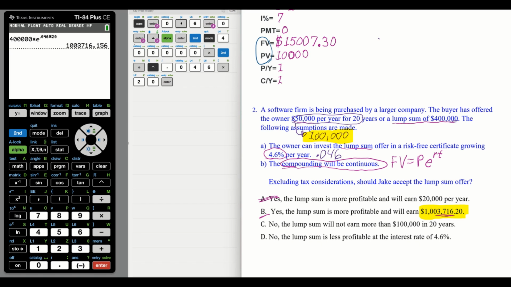So now let's look at what it says for C. No, the lump sum will not earn more than 100. No, that's just not true. D, no, the lump sum is less profitable at the interest rate. Well, that's not true because we just proved it is. So, yes, this is the one that we need. Makes sense.